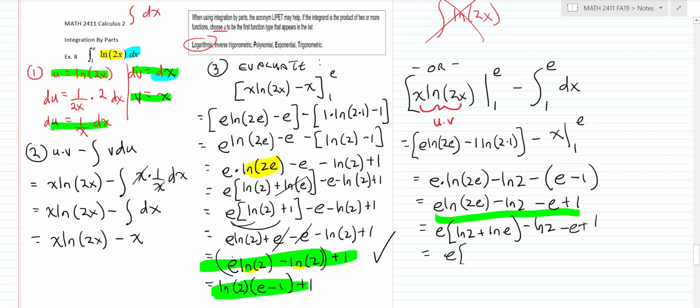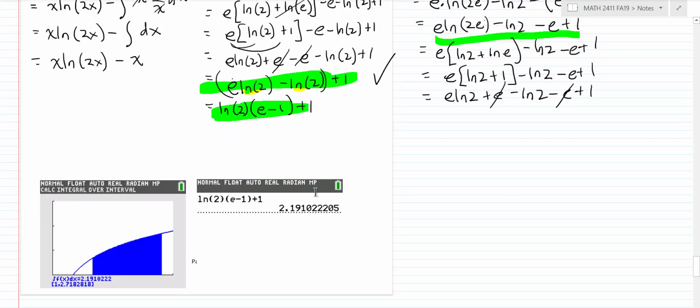All right, so this is just e times ln 2 plus 1 minus ln 2 minus e plus 1. So this is e ln 2 plus e minus ln 2 minus e plus 1. The e's cross out, you get exactly the same thing. Okay, e ln 2 minus ln 2 plus 1. All right, so you can do that either way. Okay, I usually just go this way. All right. Okay, so I'm going to do one last one here.